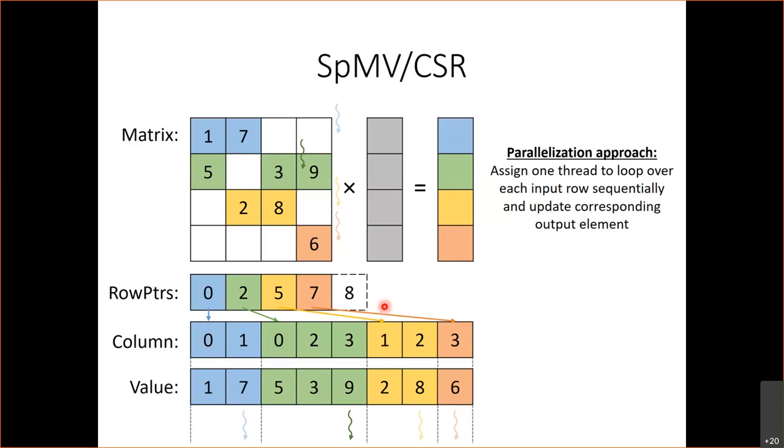What about accessibility? What does COO make easy to access? What does CSR make easy to access? COO makes easy to access any output thread, whereas CSR makes it easy to access any input thread. Well, if by input you mean the matrix, then sure. So CSR makes it easy for me, given a row, to find the non-zeros of that row, and that makes it easy to parallelize across rows. COO makes it easy to do the following: given a non-zero, find the row and the column for that non-zero. So COO makes it easy to parallelize across non-zeros. Okay, that's accessibility. What about coalescing?